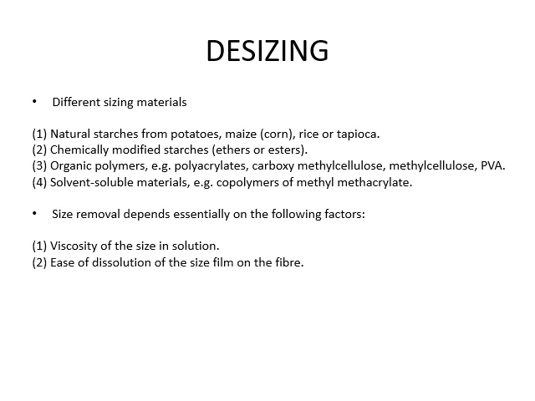The second factor is the ease of dissolution of the size film on the fiber. It depends on which type of thickener is used, out of the above 4 varieties. If the dissolution of a certain thickener is easy, then removal will be easy. Then the third important factor is how much of those thickeners or size materials are used for the sizing.